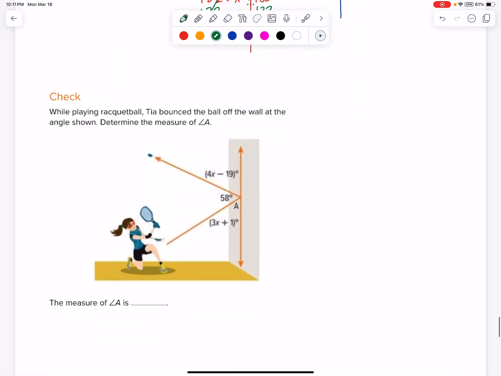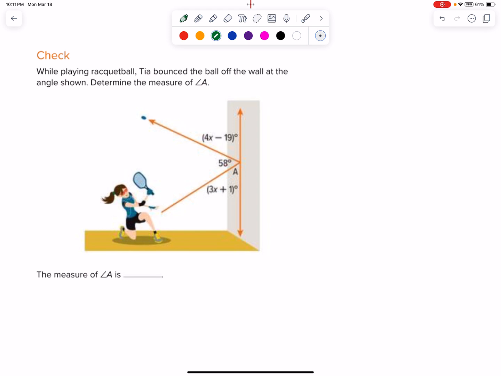All right, here's your check. I want you to go ahead and play around with this, and then you can continue and see how you did. So while playing racquetball, Tia bounced the ball off the wall at the angle shown.